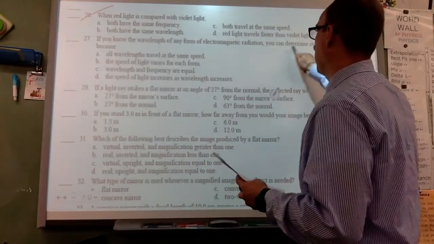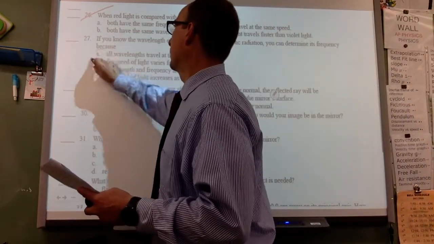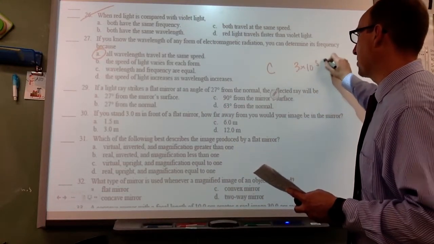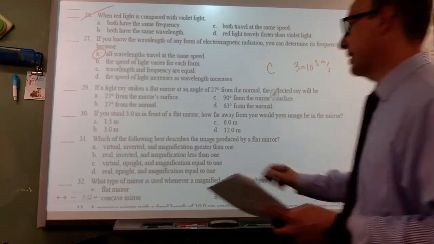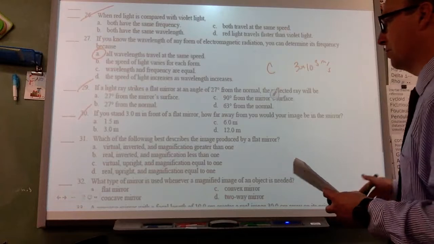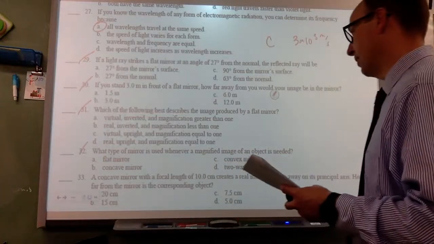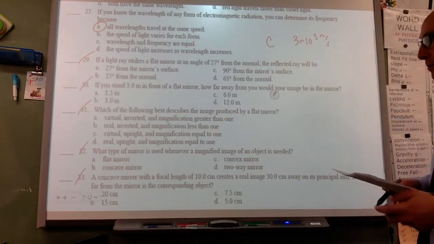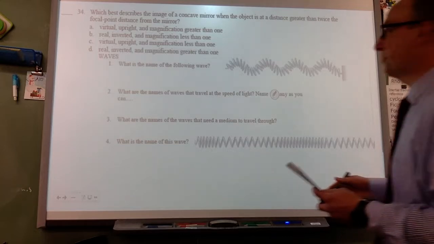If you know the wavelength of any form of electromagnetic radiation, you can determine its frequency because the speed is going to be this 3 times 10 to the 8 meters per second. And we did cover this, right? So this is going to be a constant in a vacuum. 29 and 30, you don't need to know, but we'll get to those for the final for the juniors in here. And the same with 31, 32, and 33. So that's nice that we don't have to worry about those. And the same with 34.